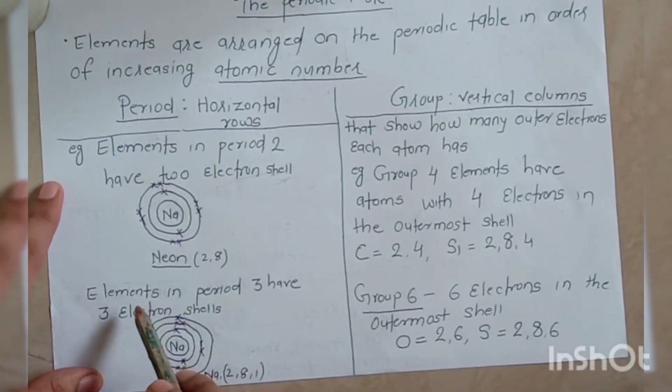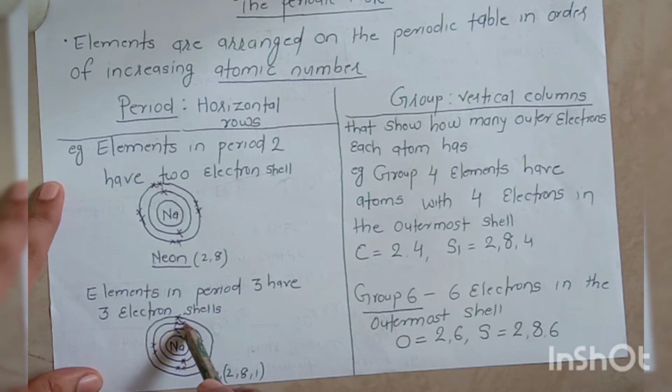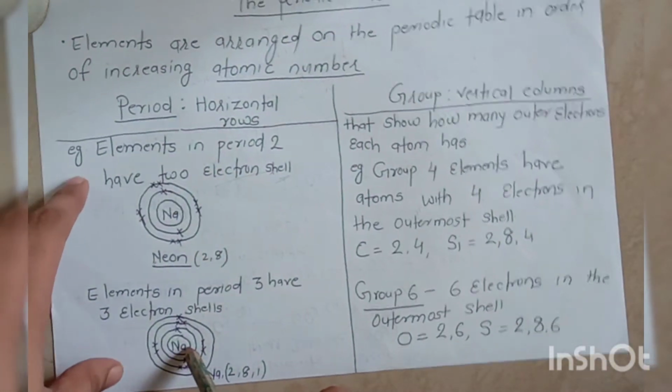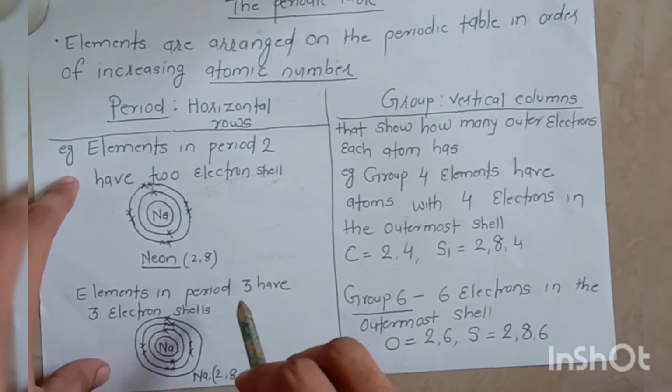Similarly, you can see here elements in period 3, for example sodium. This is the nucleus, and then the first orbit or first shell, second orbit and third orbit. So it has a total of 3 shells. So I can say the third period has 3 shells.